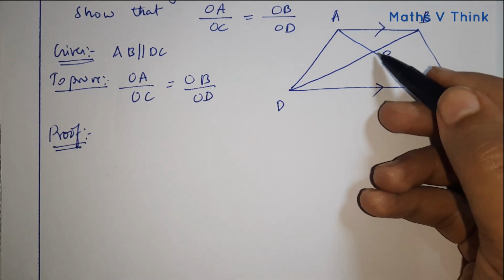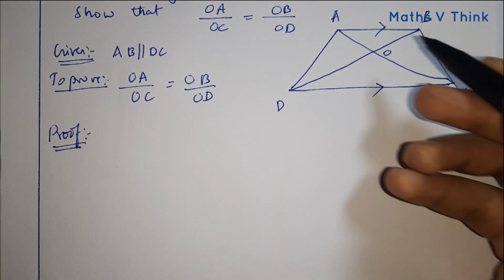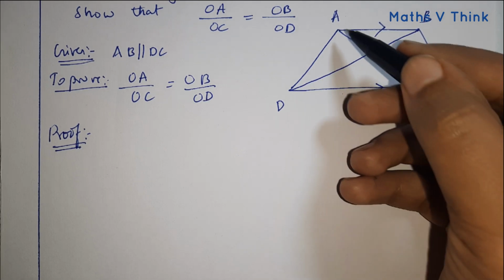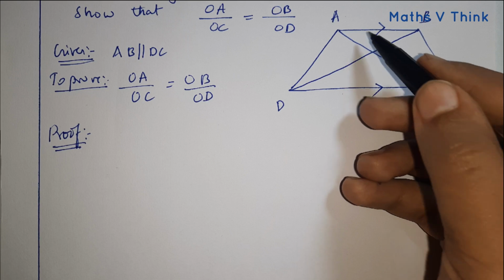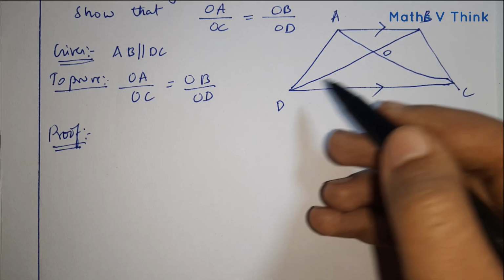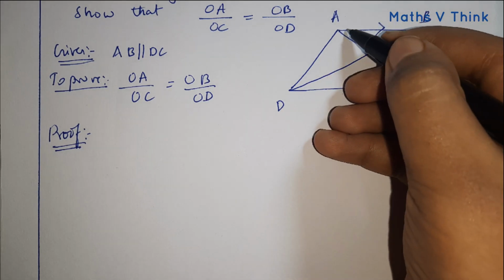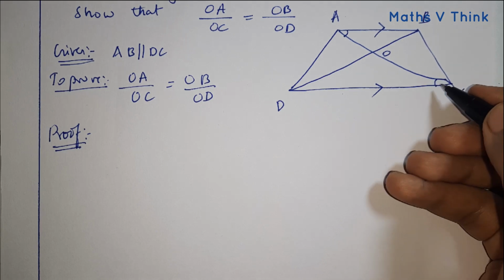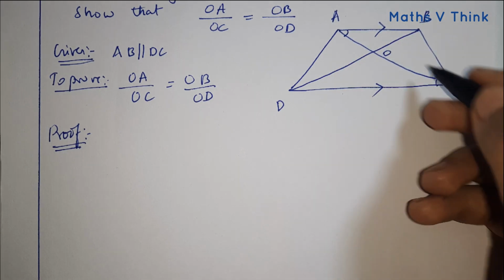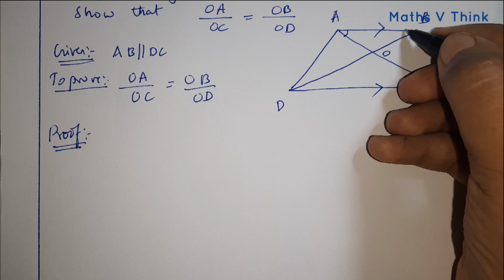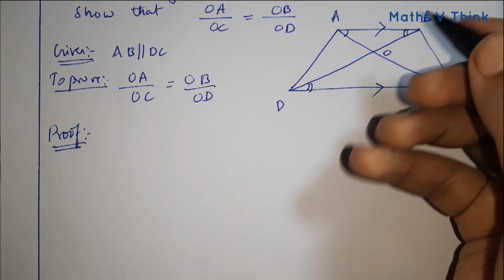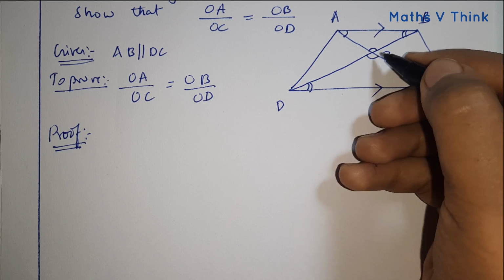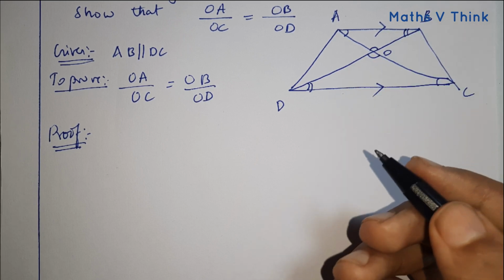Now they have given OA by OC is equal to OB by OD. Nothing but I need to take this triangle and this triangle. When I see these are parallel lines, I can tell this angle will be equal to this angle. Why? Because alternate angles are equal. Same way I can tell this angle will be equal to this angle. Alternate angles are equal. This will be equal to this. Why? Because vertically opposite angles.